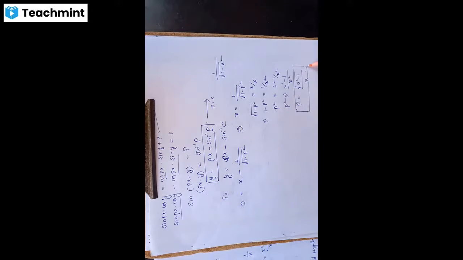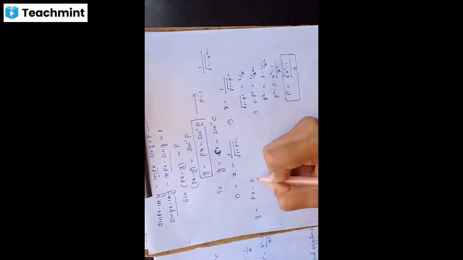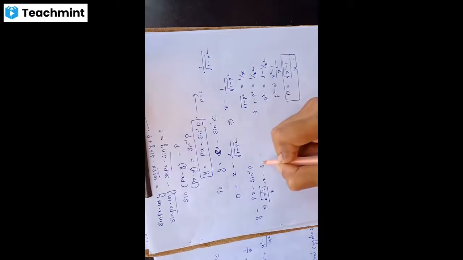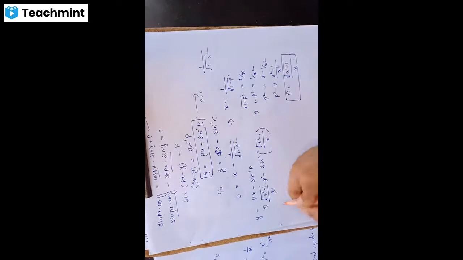So now you can substitute this p value in the given equation. What is the given equation? y equals px minus sin inverse of p is the given equation. So what is the p value? p is root of x square minus 1 divided by x. So y equals that into x minus sin inverse of p. This x and this x get cancelled, remaining y equals root of x square minus 1 minus sin inverse of root x square minus 1 divided by x, which is our required singular solution.